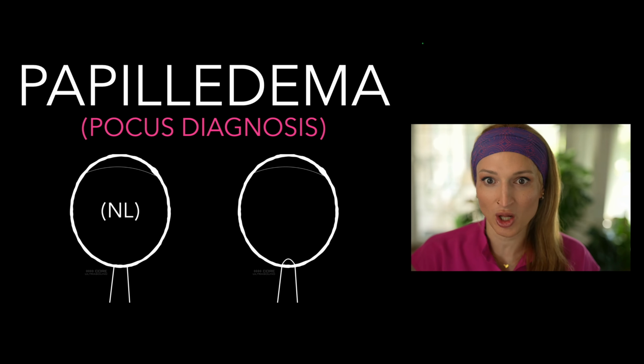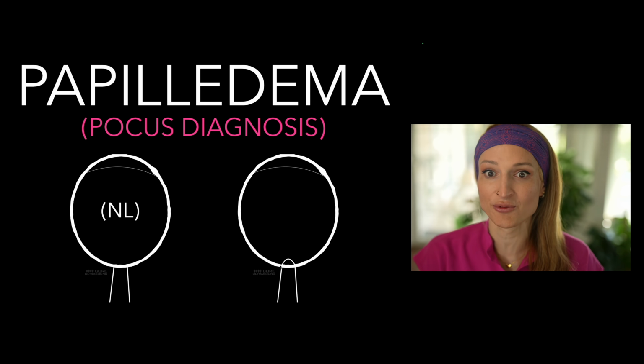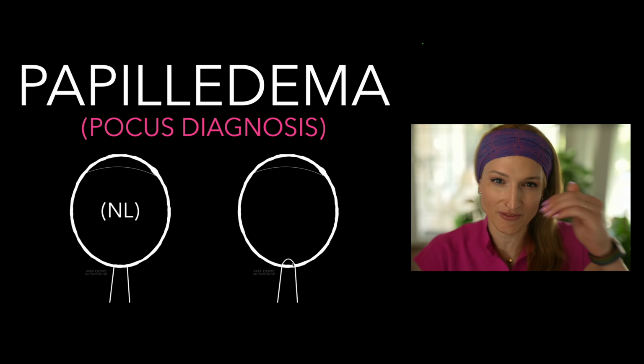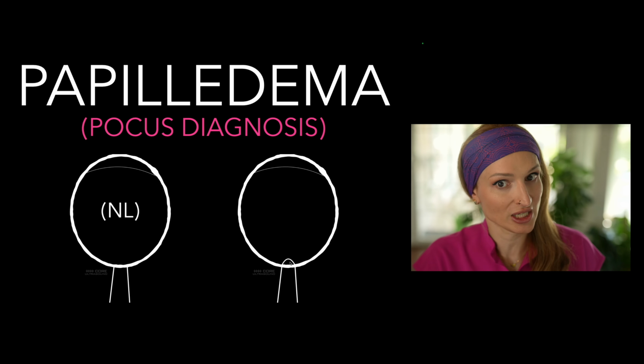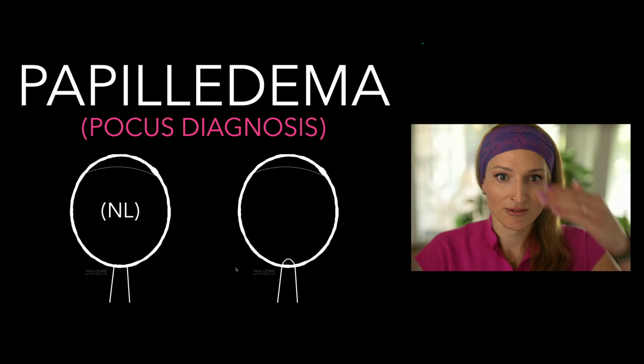So we have normal on the left and abnormal is on the right. If we look right here, we can see this pooching up of that optic disc. It should not be pooched up. Normally, it should be flat with that retina.